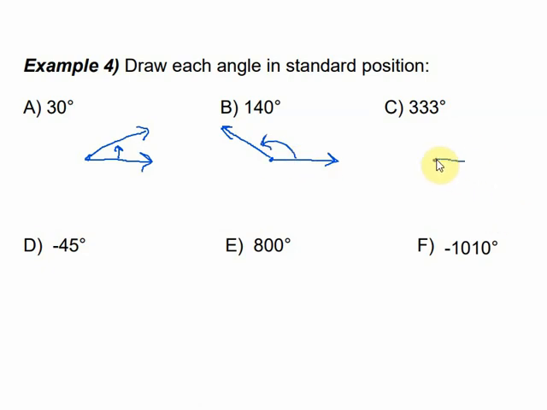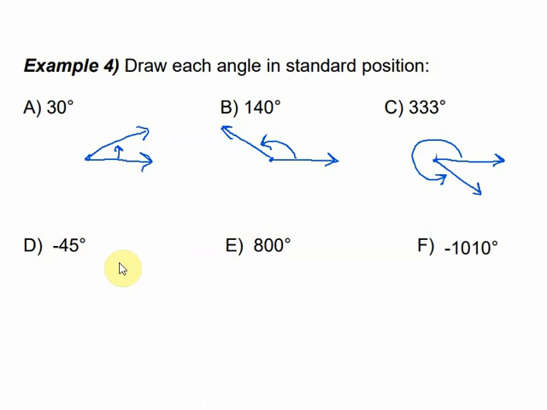330 degrees. Well, we know if we travel all the way around, that's 360, so we need to back up a little bit and say about in here. And we need to show that we traveled this direction for 330 degrees.